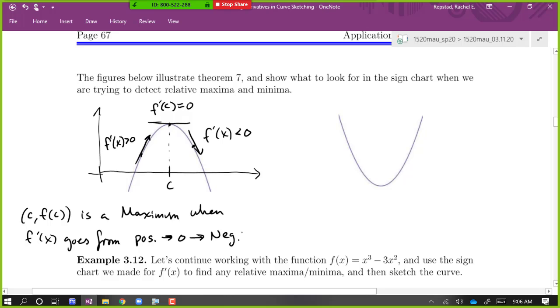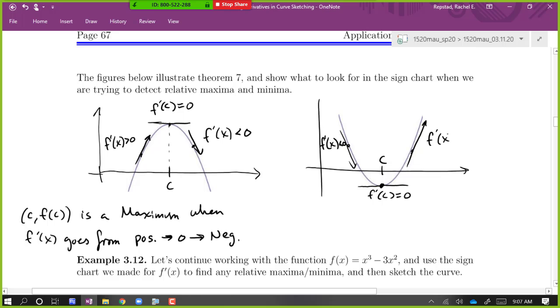It's increasing, it levels off, it's decreasing. That's what gives us a maximum. Over here on the other side, at this critical value that gives us a minimum, here we know that f prime of C is 0. And then on the left, f prime of x is less than 0, it's decreasing. On the right, the derivative is positive, because it's increasing. So the point C, f of C, is going to be a minimum when the derivative goes from negative to 0 to positive, right? It decreases, it levels off, it starts increasing.